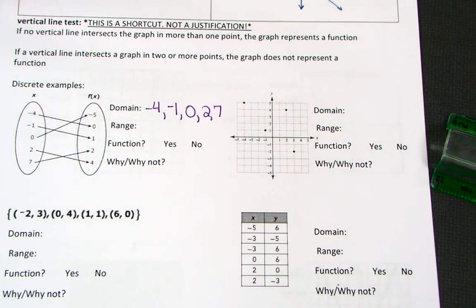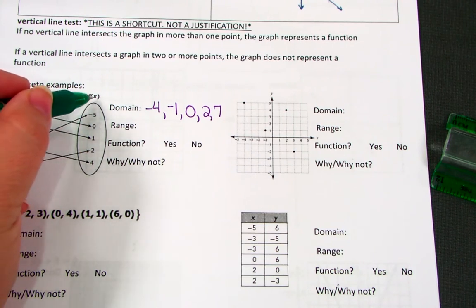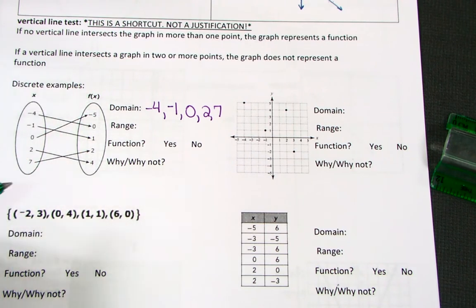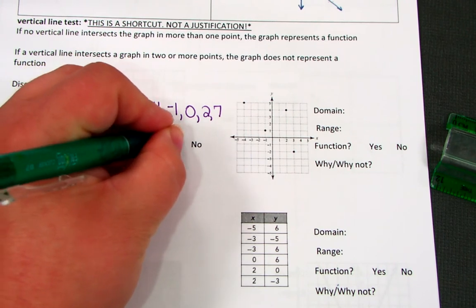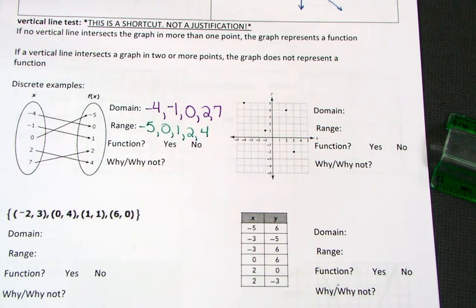I know my finger or my hand was over that, but you have it on your paper too. That's my domain, easy peasy. I know that I can list individual points because this is a discrete example here. It's a discrete example because it just listed individual points. The range is all the y values, or in this case it's listed as f of x values. They're the same thing. The y values are -5, 0, 1, 2, and 4.